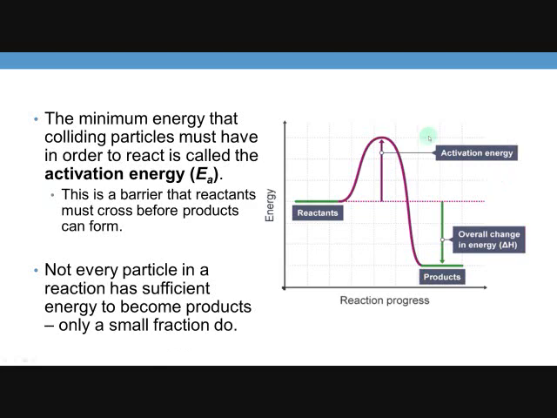The activation energy is this height right here on the graph, where reactants are what you start with and products are what you end with. As the reaction takes place, the hump is how much energy is required, and that is from the height of energy for the reactants value up to the peak of the graph. Not every particle in the reaction has sufficient energy, only a small fraction do.